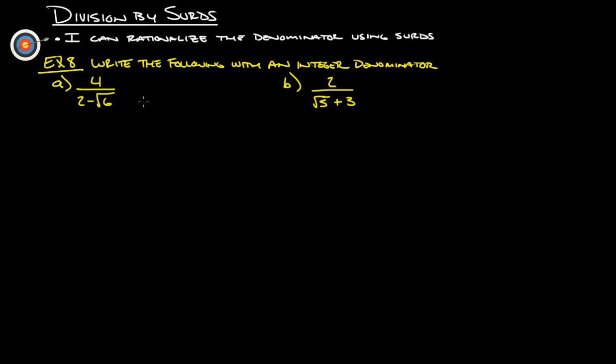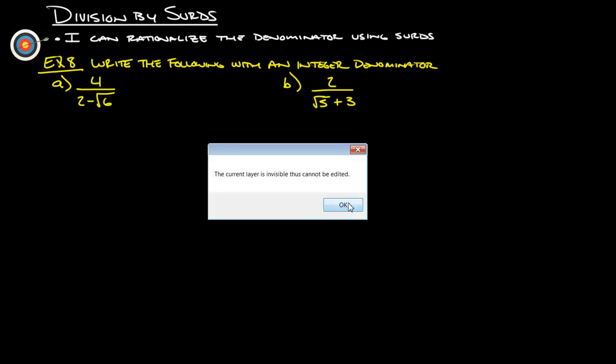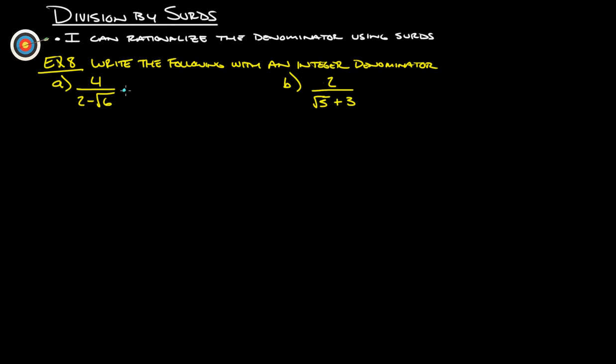But anyway, with example 8, write the following with an integer denominator. So this is where we have to rationalize our denominator. We have to multiply by the conjugate. Since it's 2 minus root 6, we multiply by 2 plus root 6, and 2 plus root 6 here also. On the top, 4 times 2 is 8, and 4 times root 6 is 4 root 6. So that's what we get in the numerator.